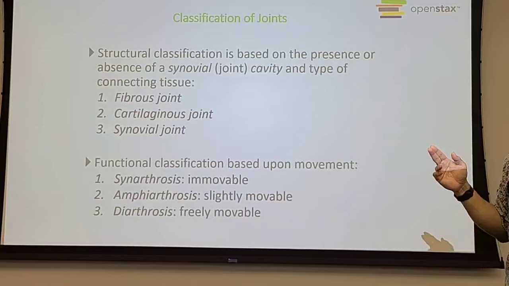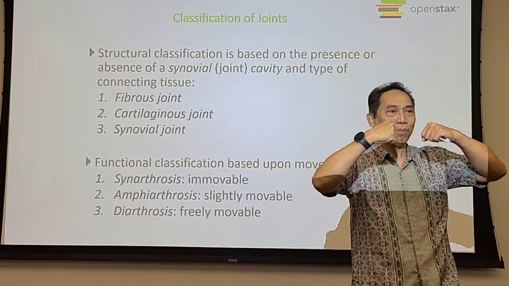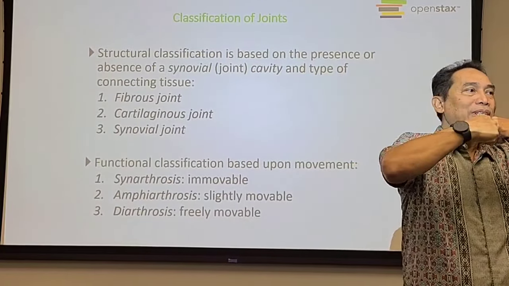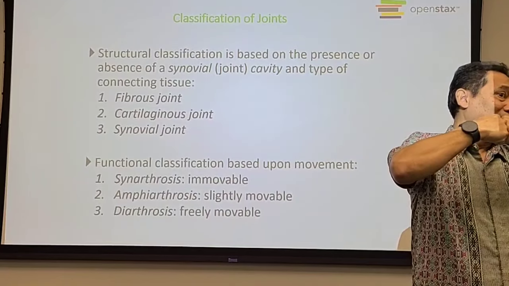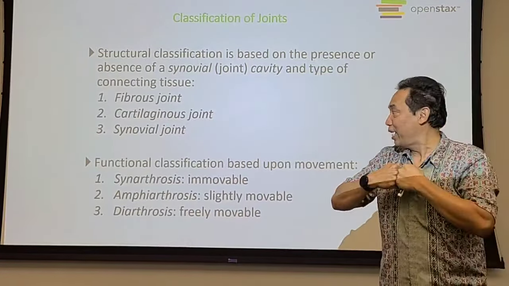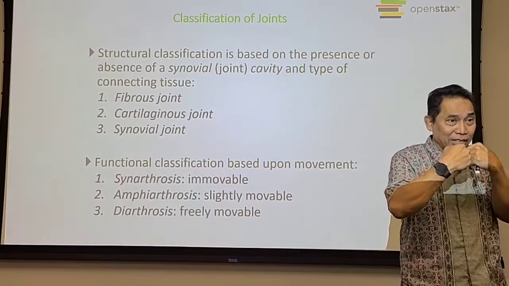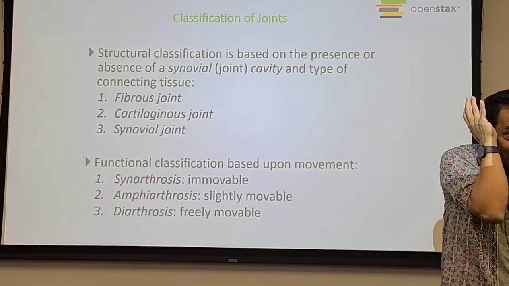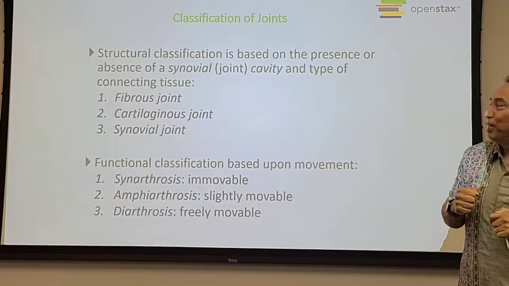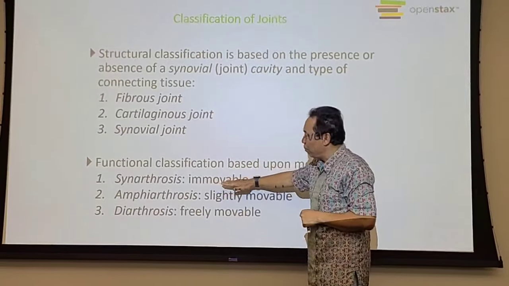Synarthrosis. It means that this joint is immovable. It connects bone to bone and holds the bones together, and it makes the bones just stay, cannot move. Many bones in your head, for example, are connected by this joint, synarthrosis. Therefore you have the shape of a ball, because those bones are connected with joints that make them immovable.